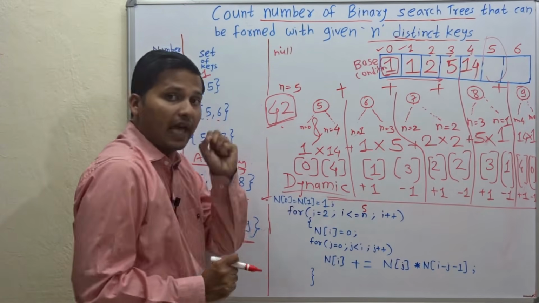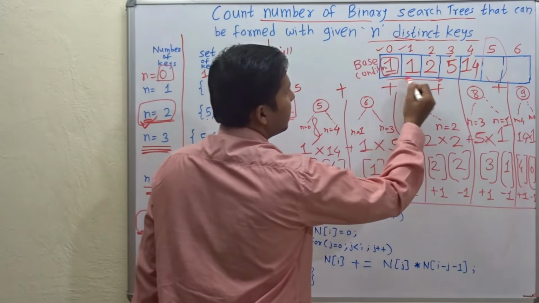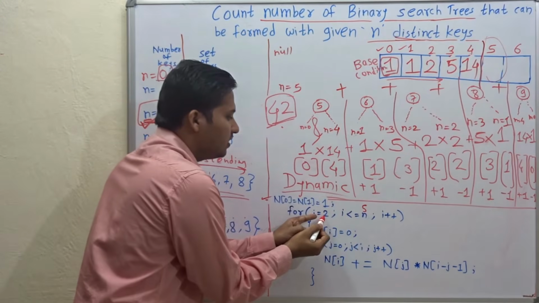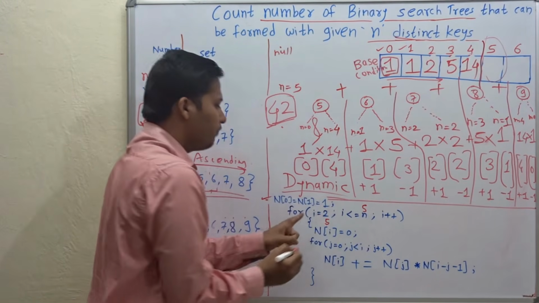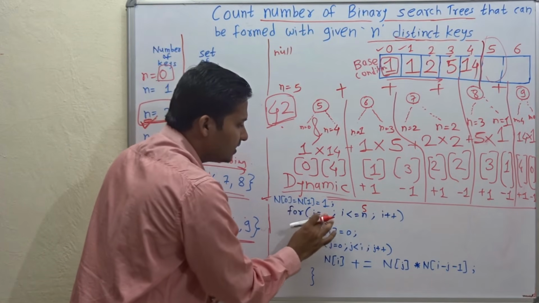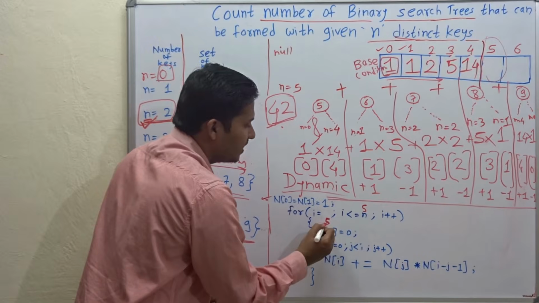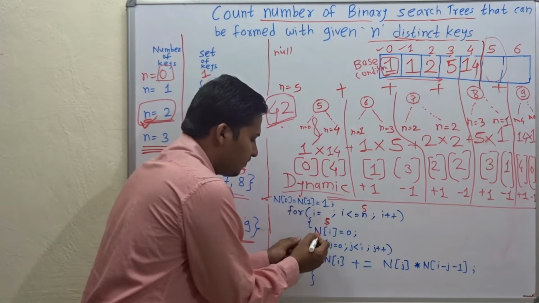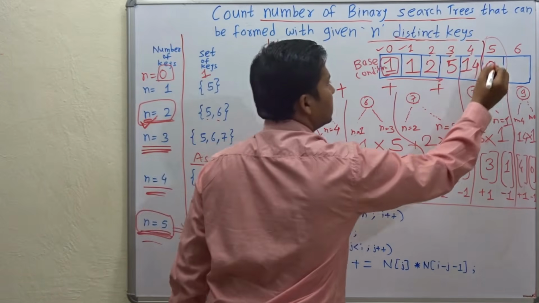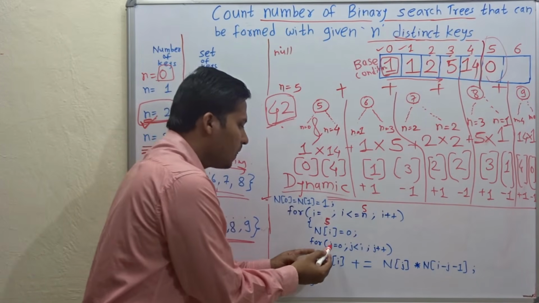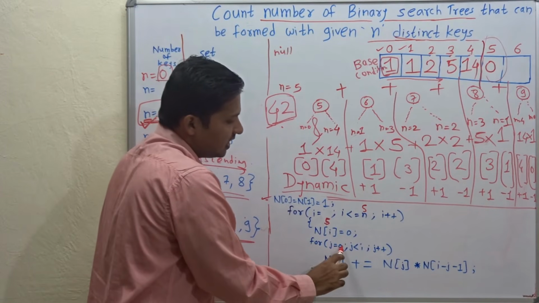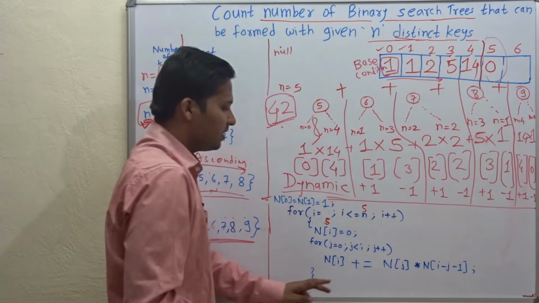So now just assume that we have calculated the values up to index 4, means I is now 5. So I was first 2, then 3, 4 and now I is equal to 5. So value of I is 5. So we just first initialize n of 5 equal to 0, and then we go to the sub problems. So for j equal to 0, j is less than I, j plus plus.